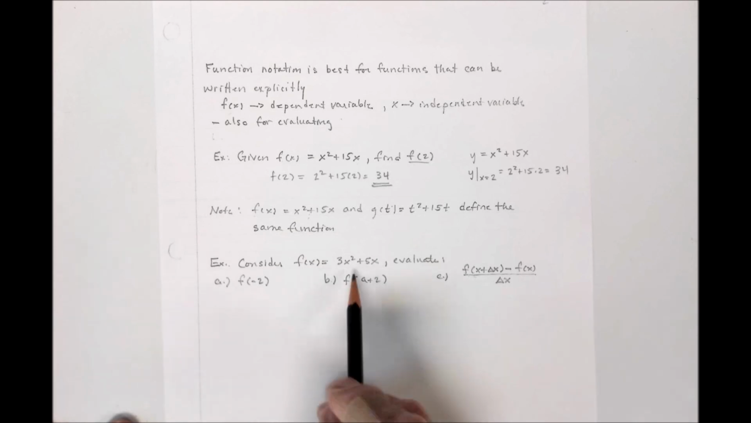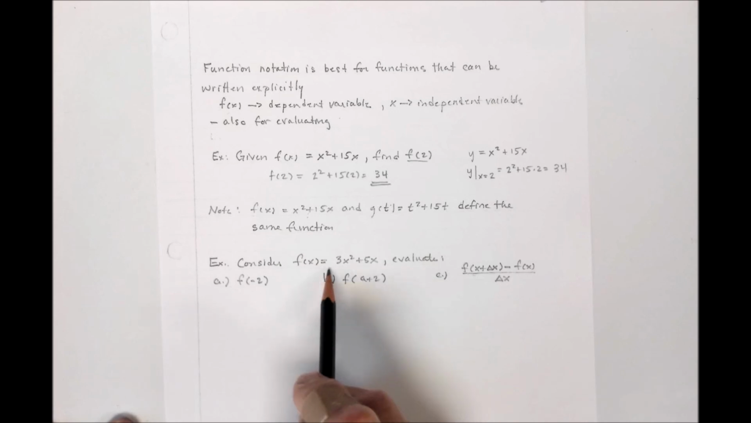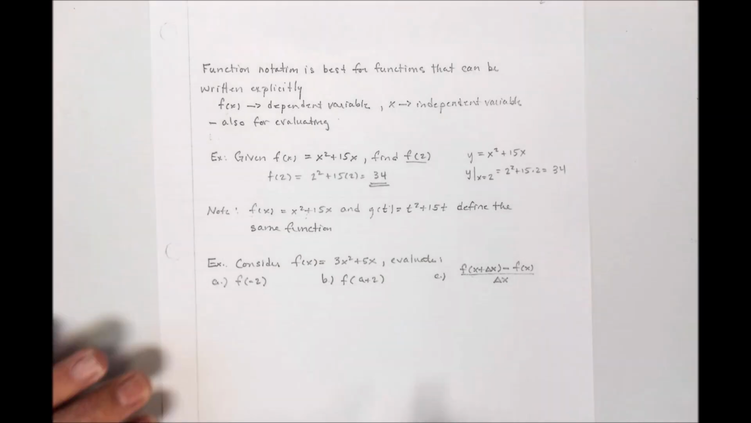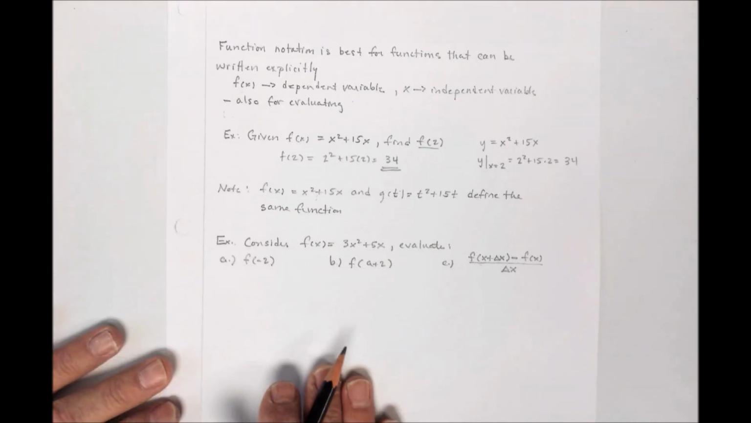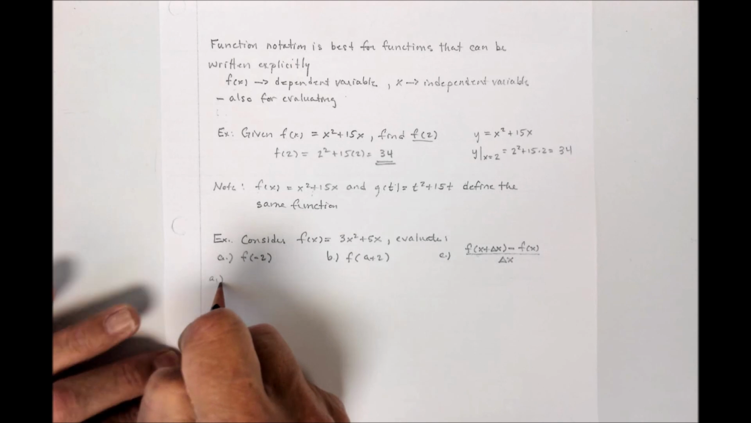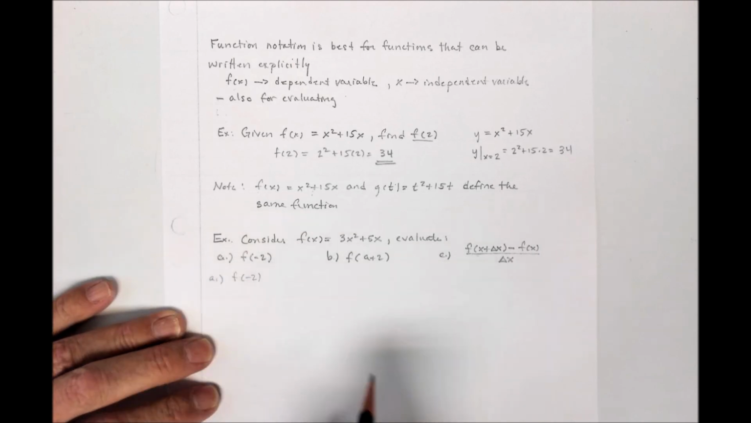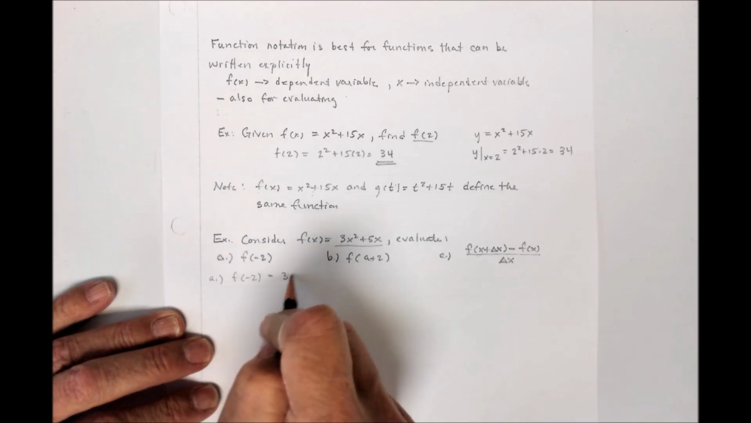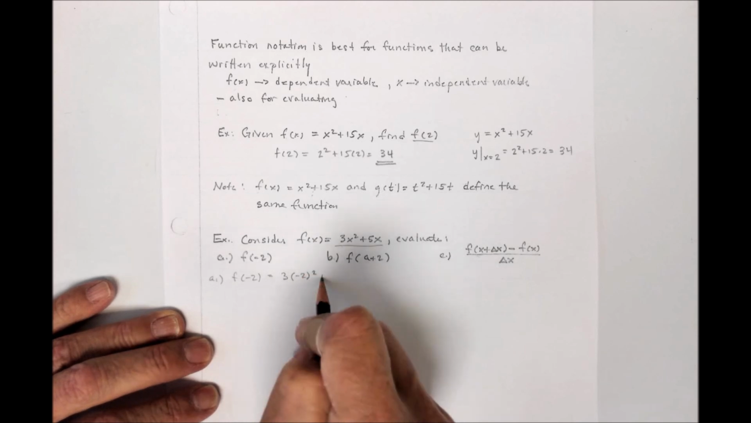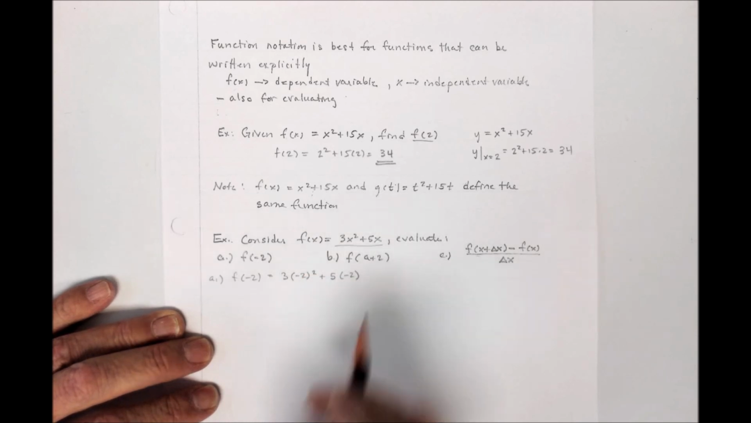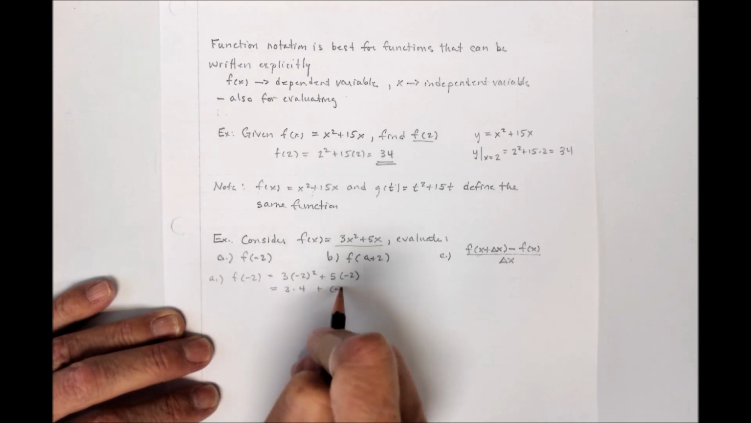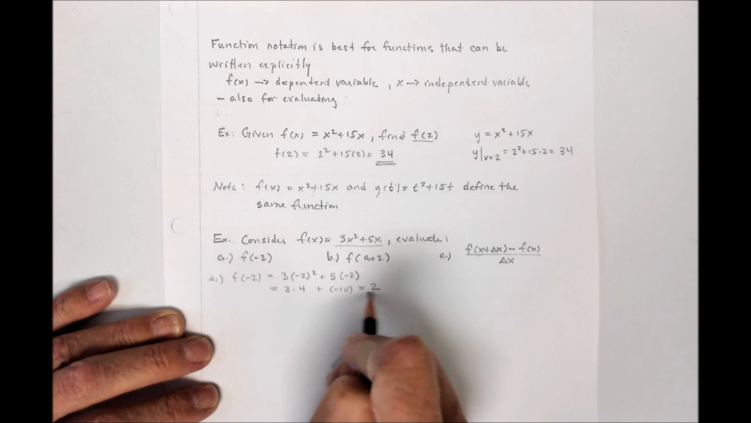All right, now, here's some more evaluation. It says consider f of x is equal to 3x squared plus 5x, and they want you to evaluate. Now notice here, the first one is pretty straightforward because it's just a number. For a here, f of negative 2 means you're going to substitute negative 2 into the rule there, 3x squared plus 5x. So I'm going to plug negative 2 in both spots. And then I just use my order of operations. This is going to be 3 times 4. This is going to be negative 10. And it looks like I'm going to get an answer of 2.